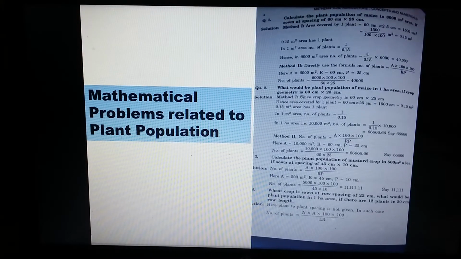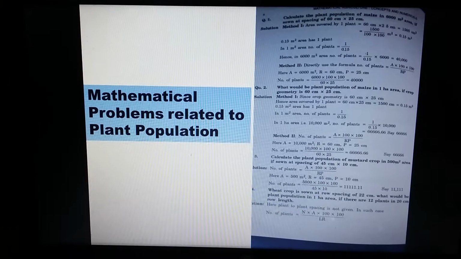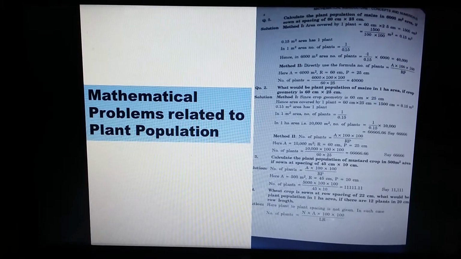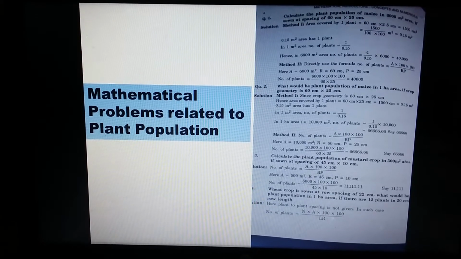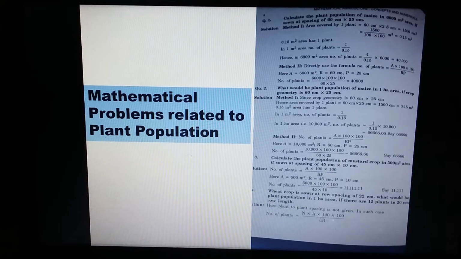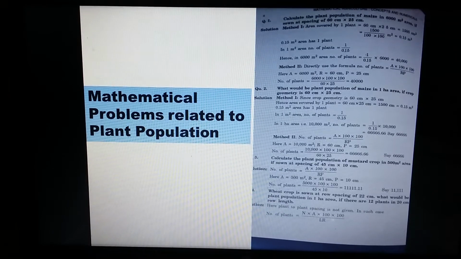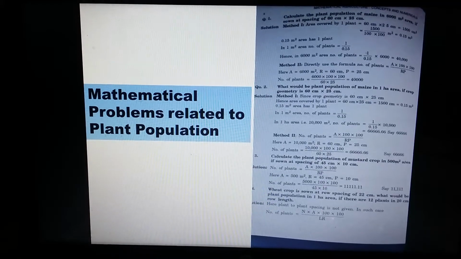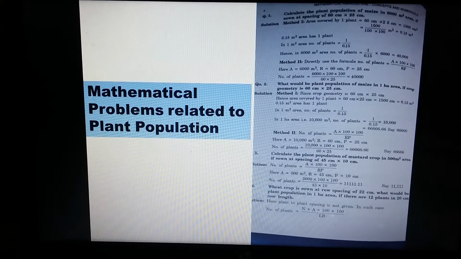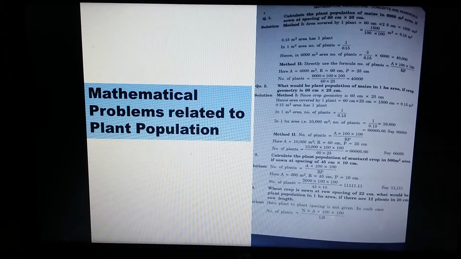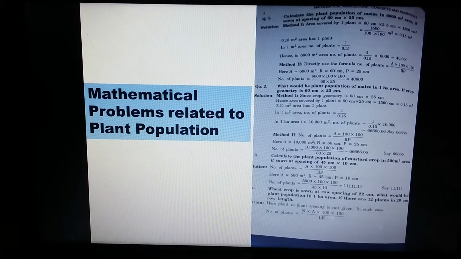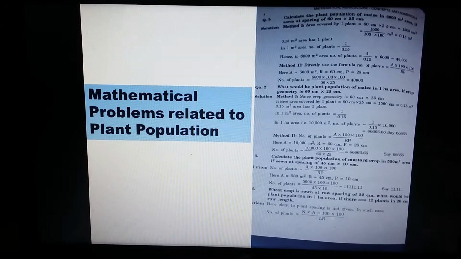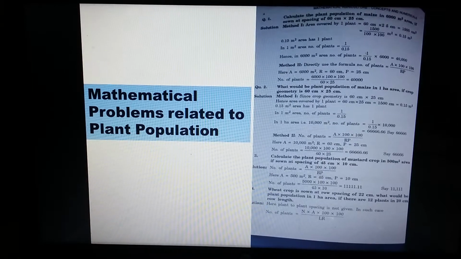Our first mathematical problem is: calculate the plant population of maize in 6000 meter square area if sown in a spacing of 60 centimeter by 25 centimeter. So we know the formula of plant population, that is A into 100 into 100 divided by R into P. So A equal to 6000 meter square, R equal to 60 centimeter, P equal to 25 centimeter. So the plant population equal to 6000 into 100 into 100 divided by 60 into 25. So the result will be 40,000.